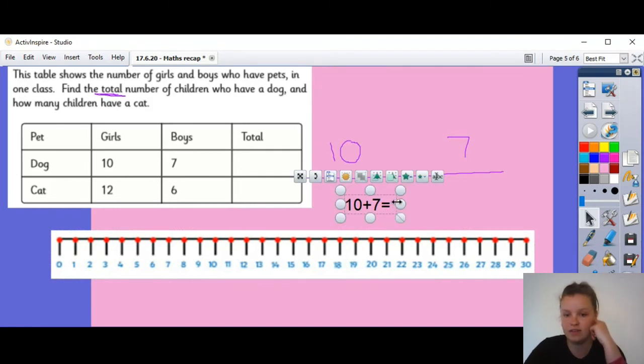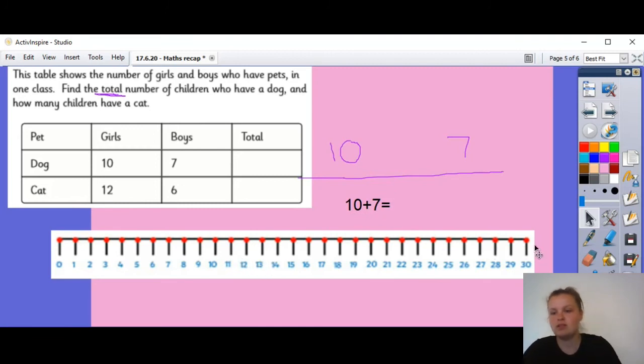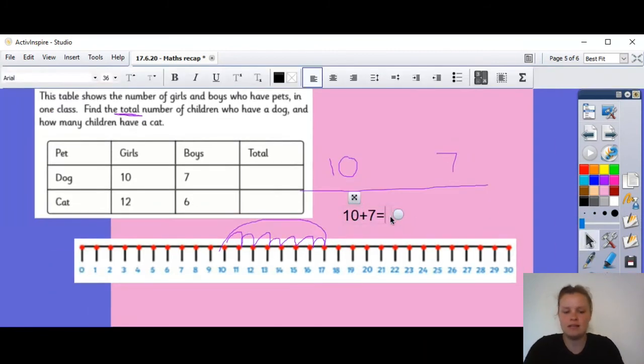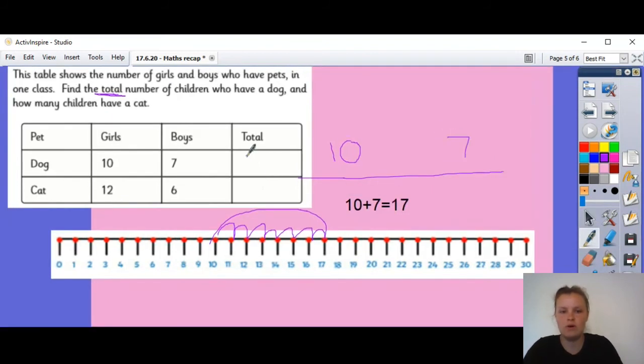So 10 add 7 is, let's do it together on the number line. Starting at 10, so 1, 2, 3, 4, 5, 6, and 7. There we go. So our answer is 17. So I need to add this in now into the box here. So the total number of children with dogs is 17. Okay, so I'm going to rub all this out.